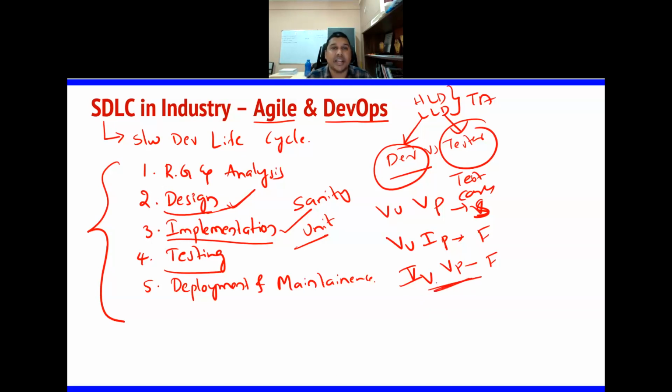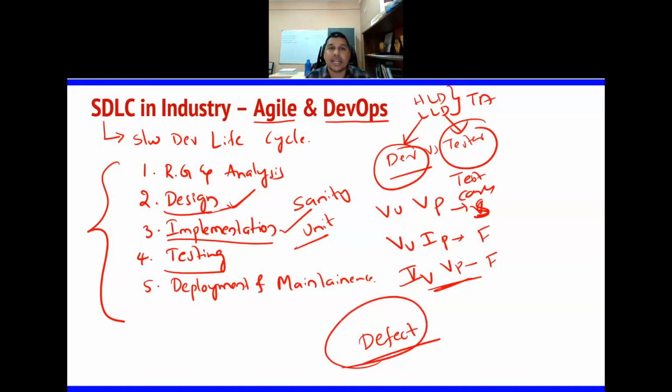Suppose if some case is failing, then he will raise a defect. So a developer is judged. A developer gets promotions or increments depending on the number of defects tagged on his name.